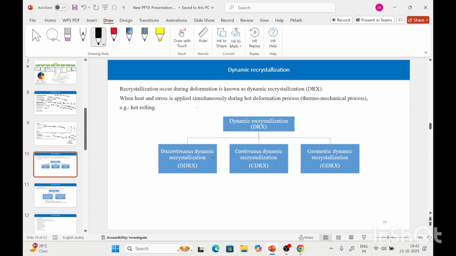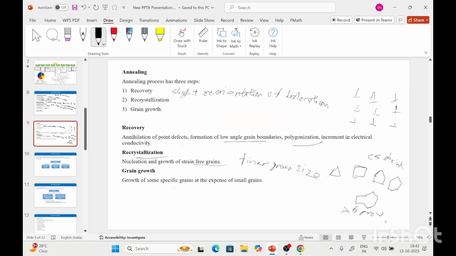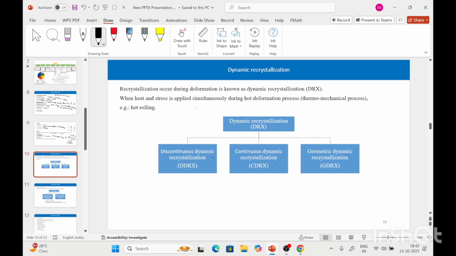Next, this is the static recrystallization process, meaning in annealing it is static recrystallization. But recrystallization can also happen during the deformation process itself. The recrystallization that occurs during deformation is known as dynamic recrystallization.